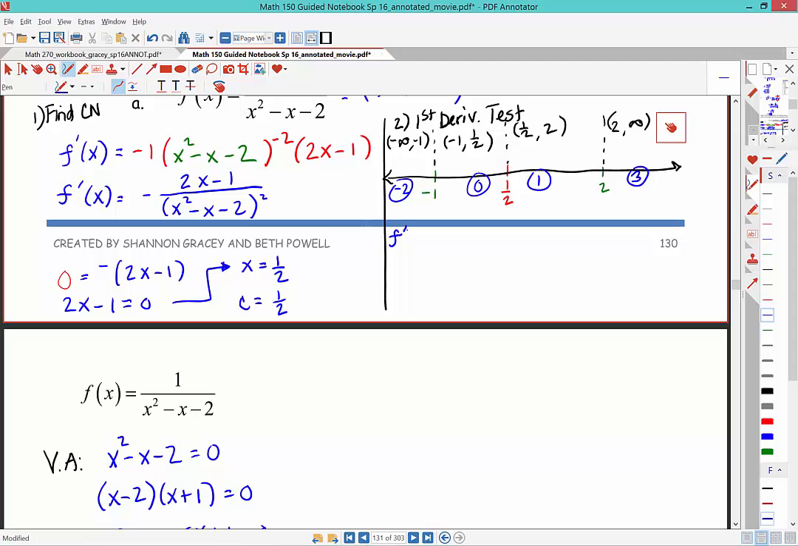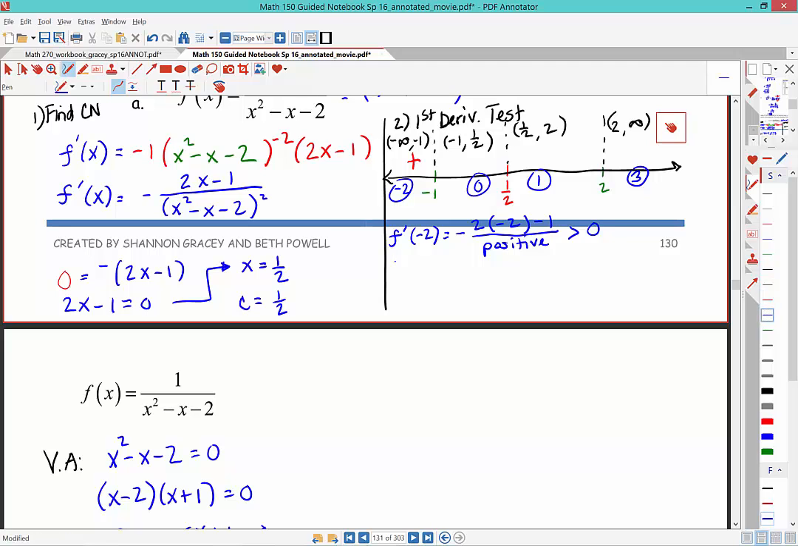So f prime, which we have right over here, at -2 is going to be -2 times -2 minus 1 over. Now, do you see the denominator is always going to be positive? So I'm just going to write over a positive because we just need the sign. We'd get -4 minus 1, which is -5, and then the negative of that. So it'd be a positive over a positive, so we'll get greater than 0.